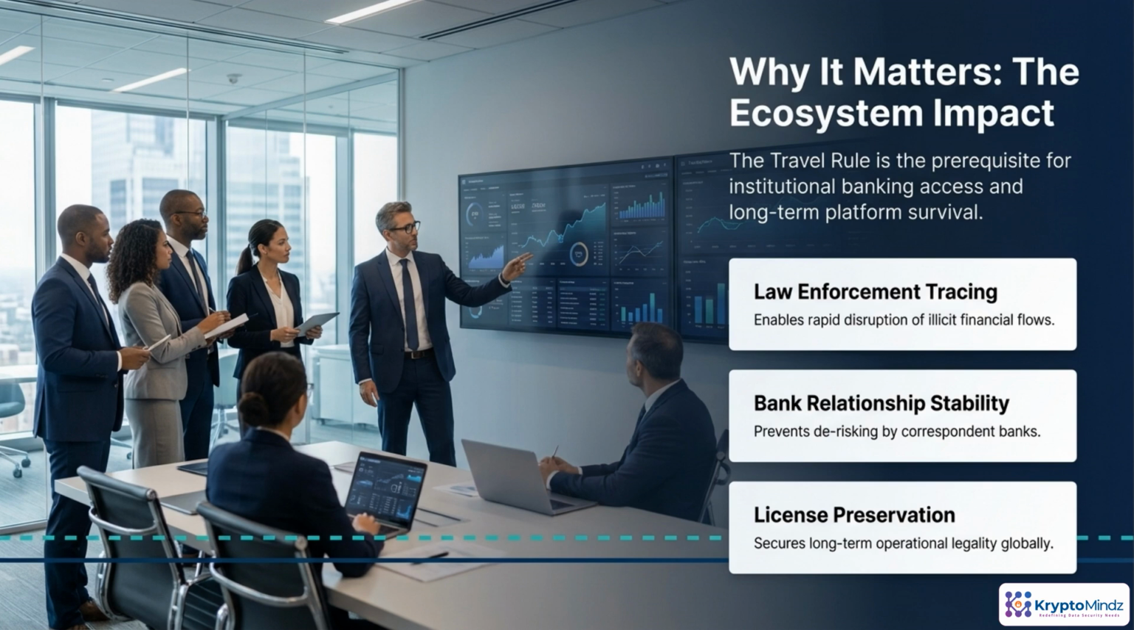The travel rule isn't just about ticking a box. It's about keeping your business plugged into the financial system. When information travels with transfers, law enforcement can actually trace and stop criminal flows. Banks feel safer, so they're less likely to de-risk and cut you off. Regulators gain confidence that you're serious, which protects your licenses and your ability to operate and scale globally.